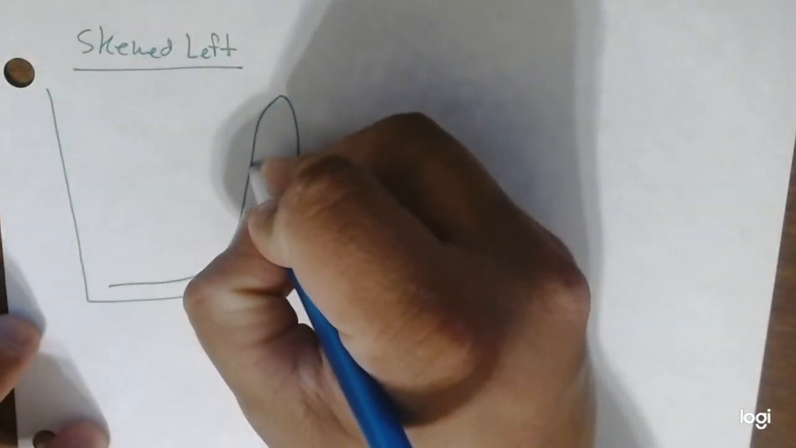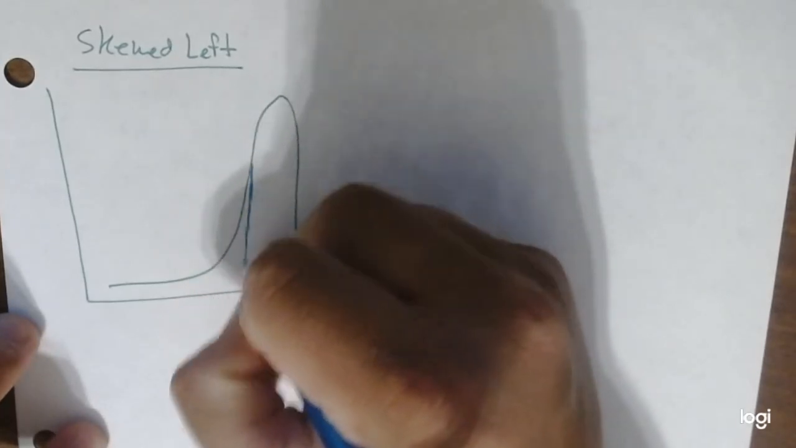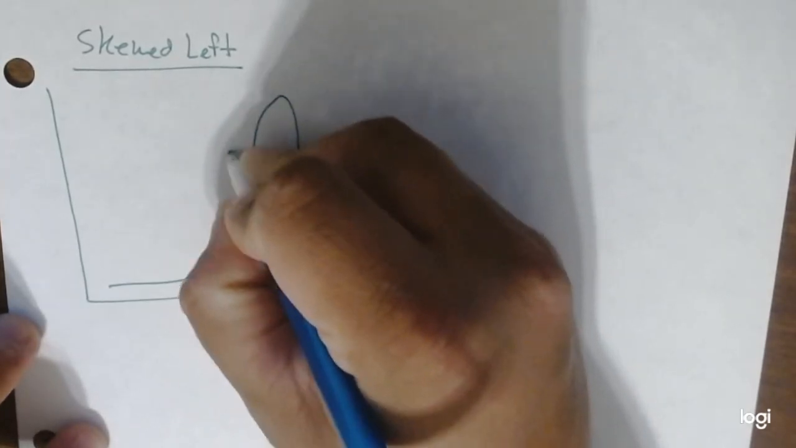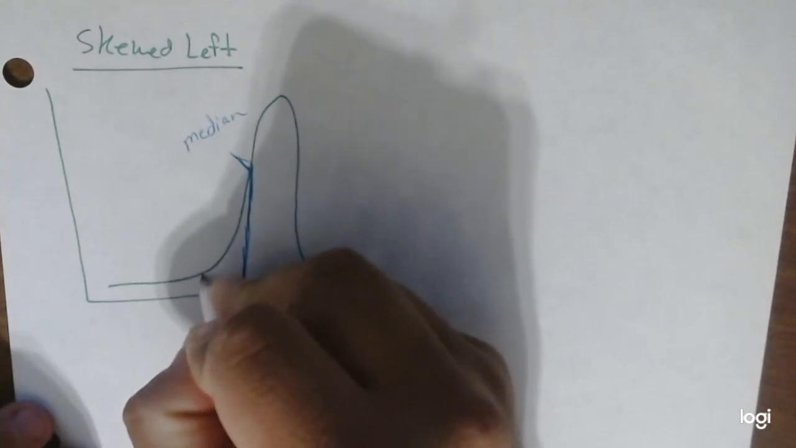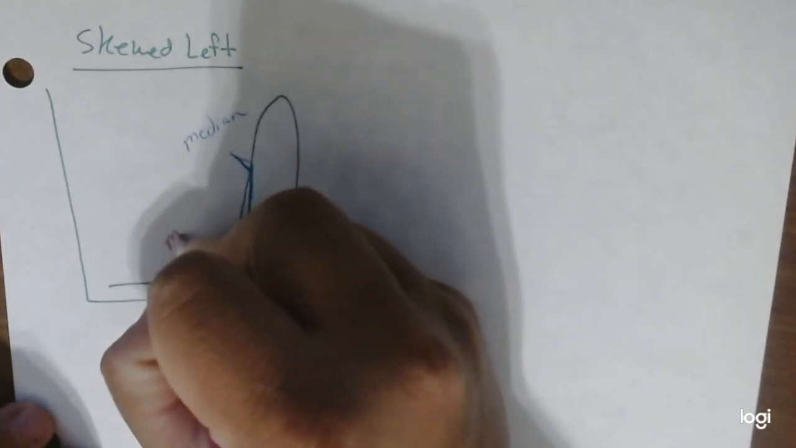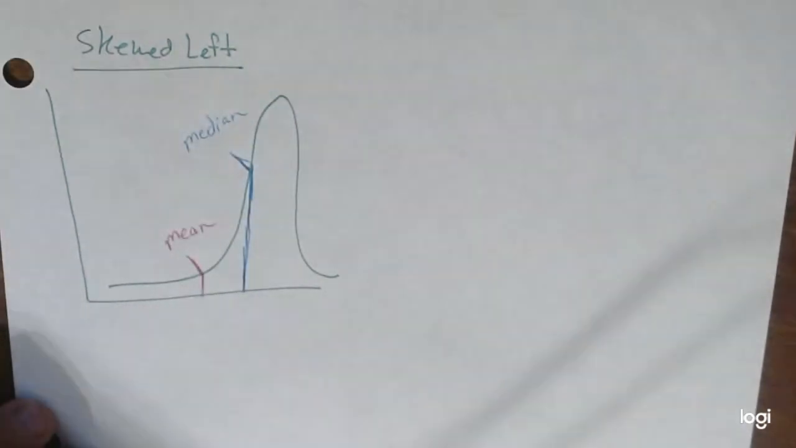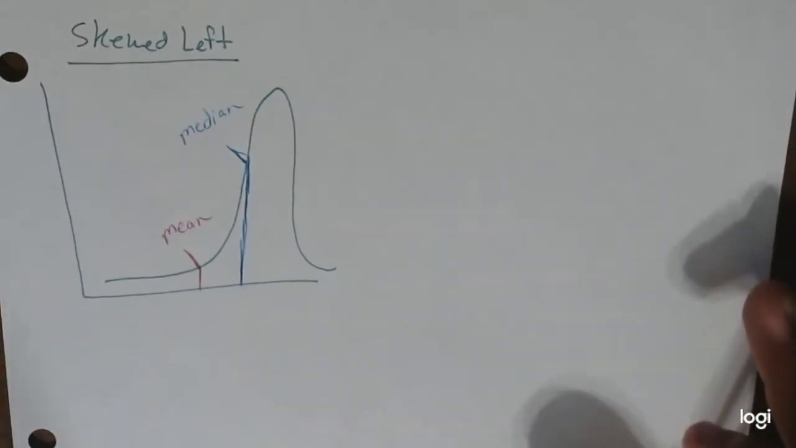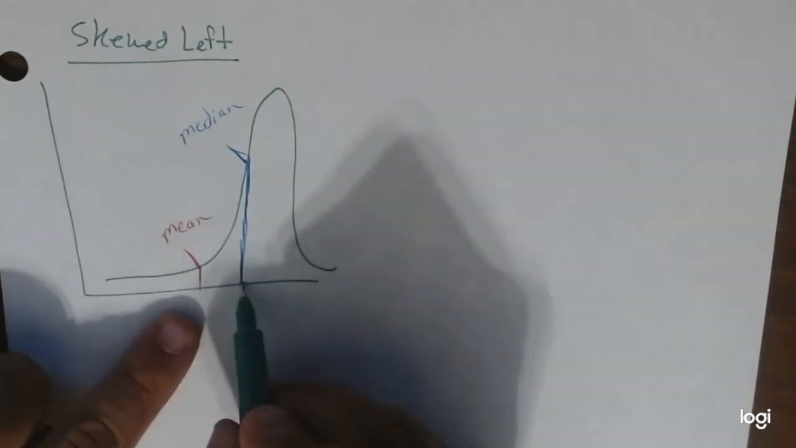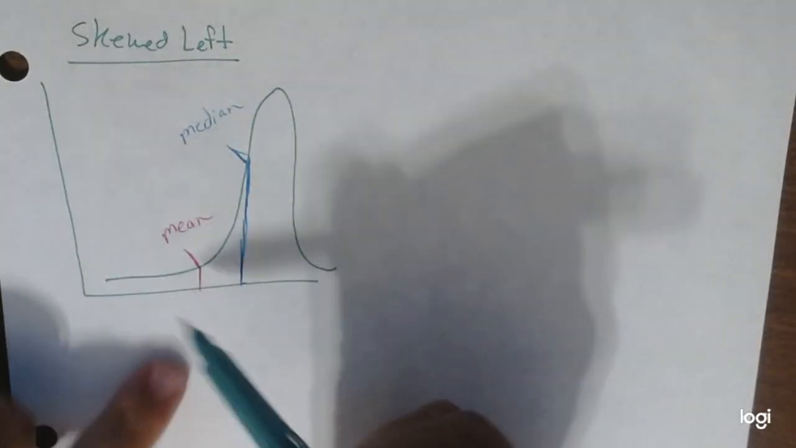closer to the hump. So you can consider this point here to be the median, and closer to the portion over here would be roughly the mean. So the reason why it's called a skewed left graph is because the mean is actually to the left of the median. That's why it's called a skewed left graph.